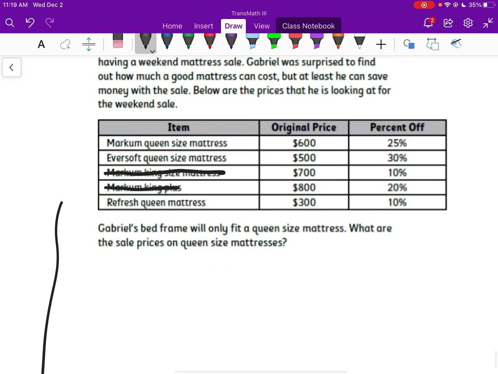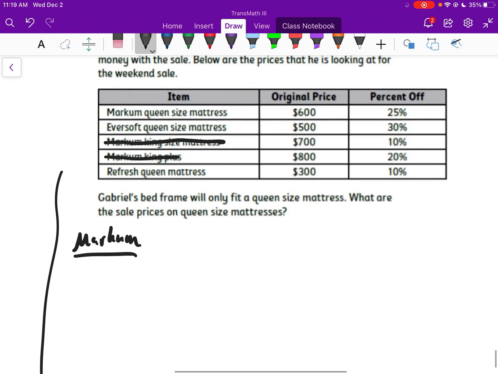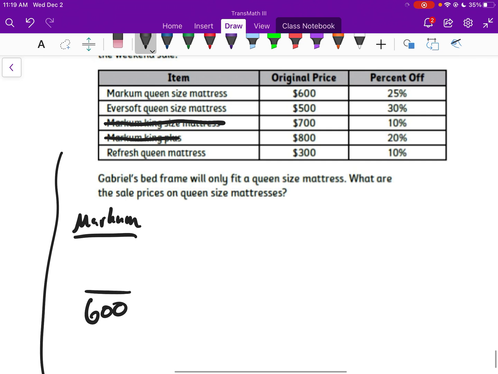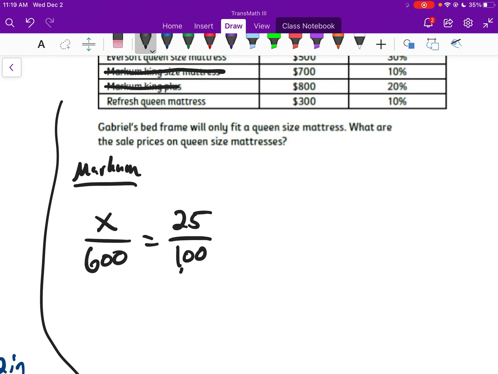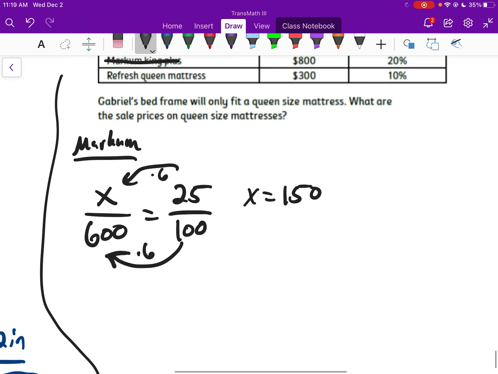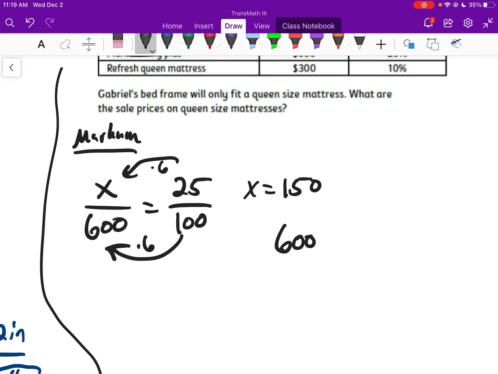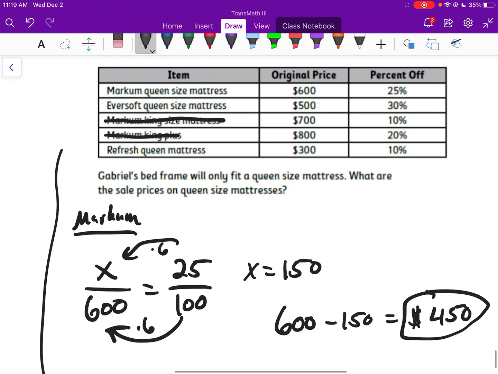Okay, so for the Markham, we got an original price of $600. We don't know the change in price. It is 25% off, so 25 over 100. So there's the setup for the Markham. Times 6 to get from 100 to 600, so times 6 there, we get x is equal to 150. Okay, so $150 off of that mattress. So the original price minus that 150, we get a sale price of $450 for the Markham queen size.